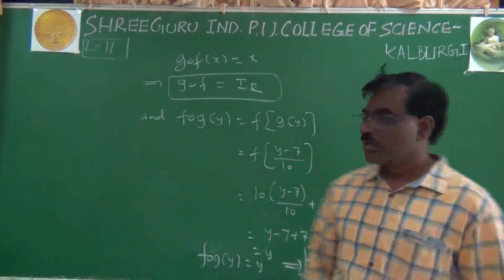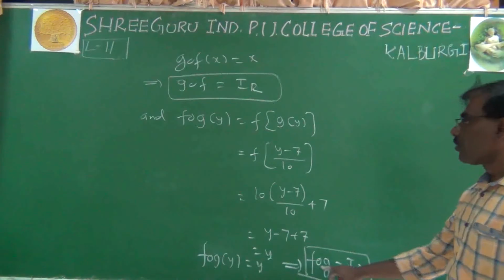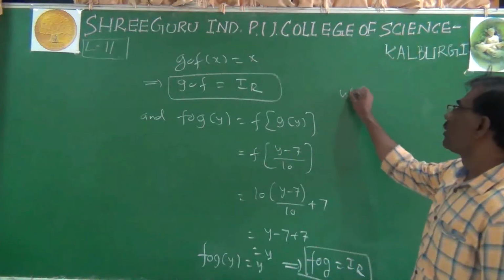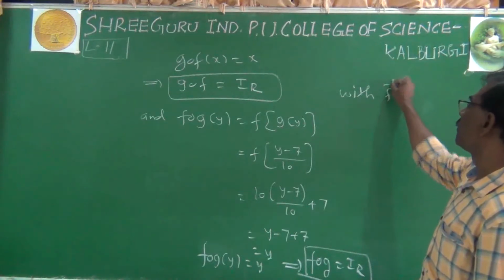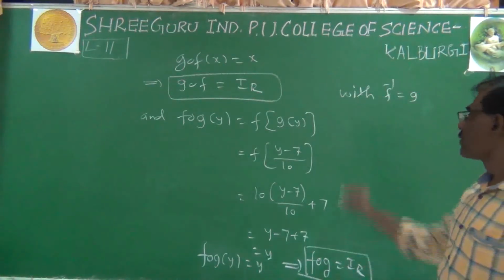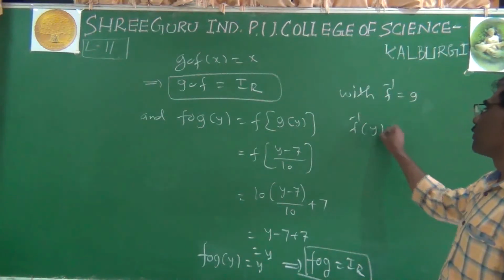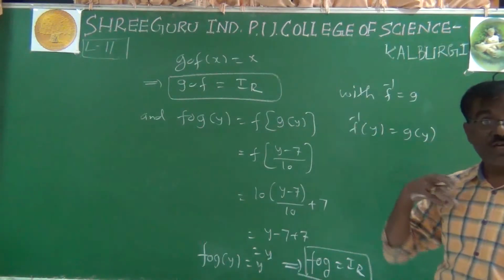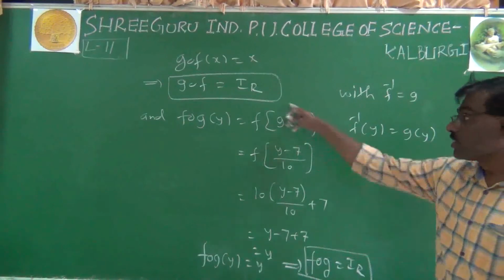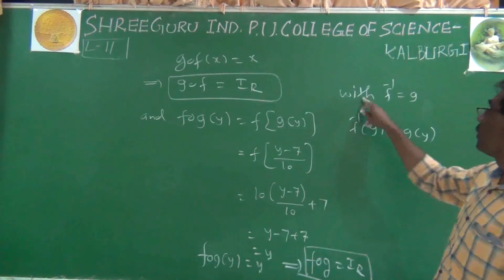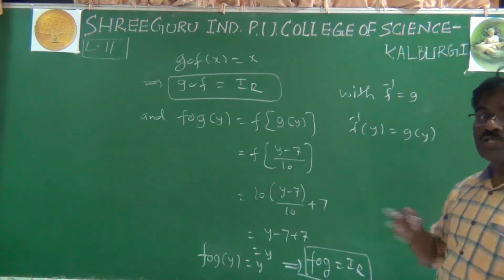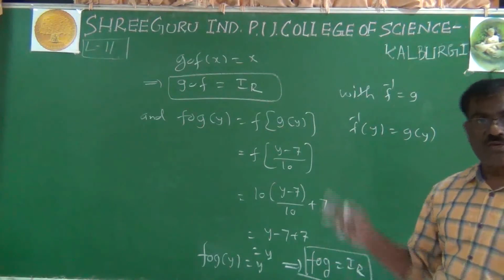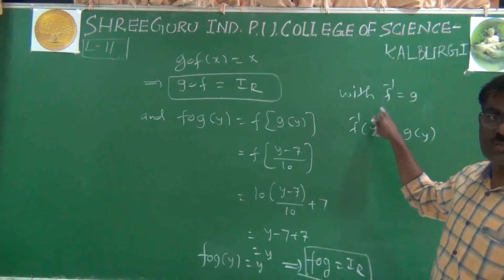Find the inverse: f composition g equal to I R, g composition f equal to I R, so f inverse equal to g. So f inverse of y equal to g of y. But the question is not asking that. That's just extra. These conditions are satisfied with f inverse equal to g. You can write it if the question also says find the inverse, but I am not asking.